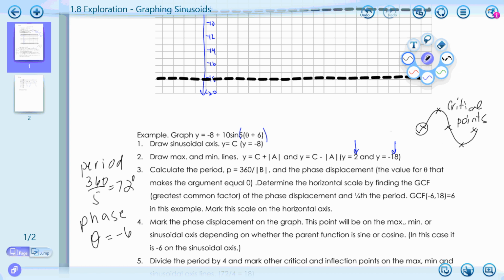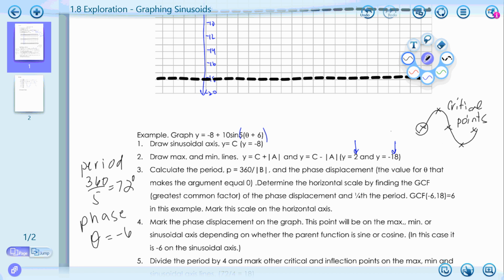I need to figure out what scale I want to use on my horizontal axis. Now, I could just go up by ones, but with a period of 72, I would have to go up by ones for a long time, right? I could just randomly go up by tens, but then I would have weird values. If I complete a cycle every 72 units, then my critical points are going to be estimating where they are. A nice thing to do is to choose a scale so that all of my critical points fall on tick marks, right? Like places on my grid.